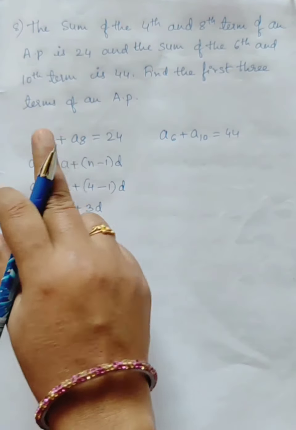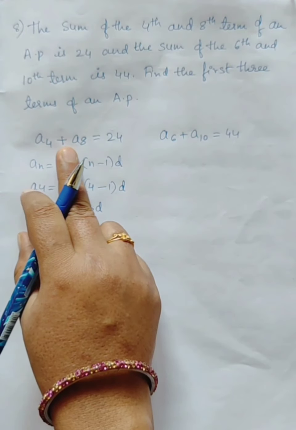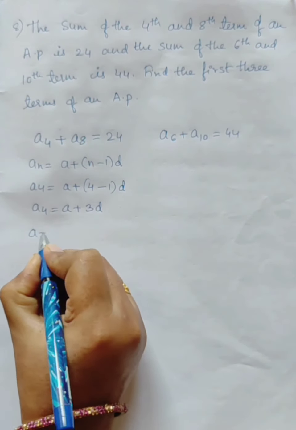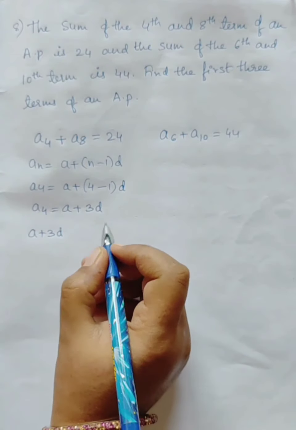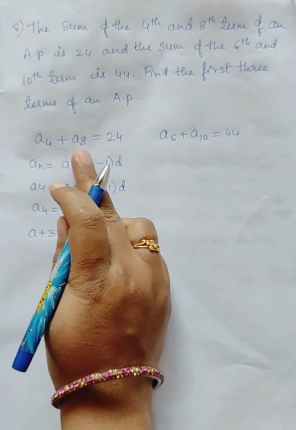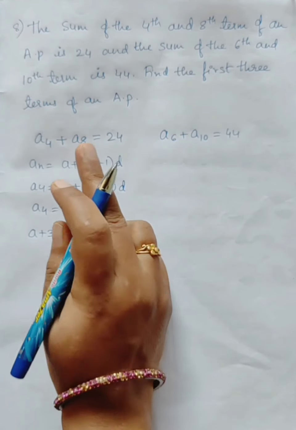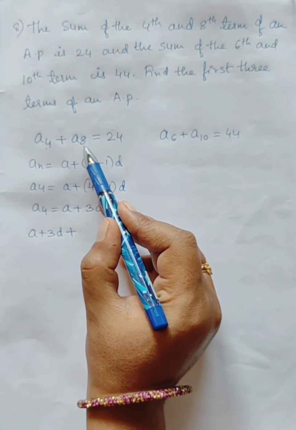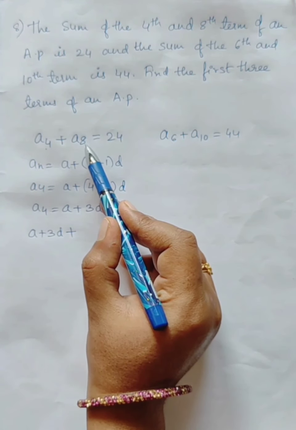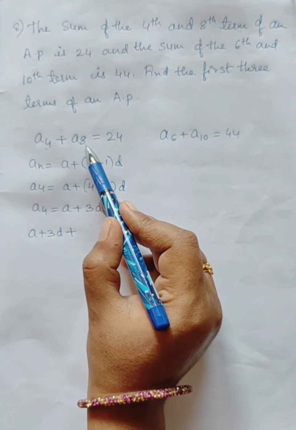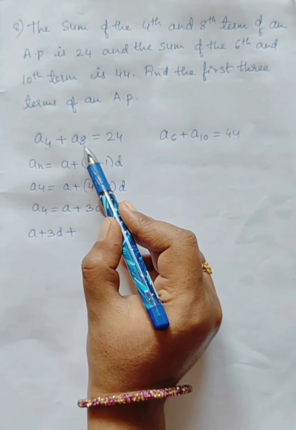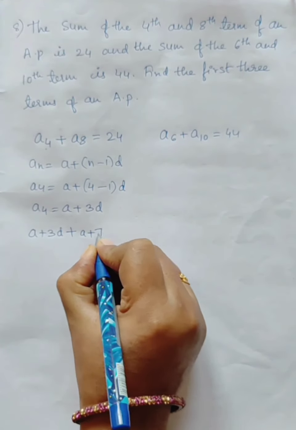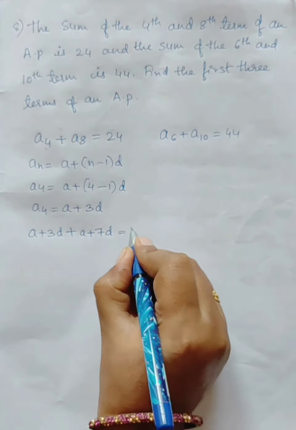Okay, now in this I am going to substitute the values. So A4 is a plus 3d, then plus what will be A8? If you are taking A4 as a plus 3d, then this will become a plus 7d, because n minus 1 is 8 minus 1, and d will be as it is. So it will be a plus 7d, which is equal to 24.